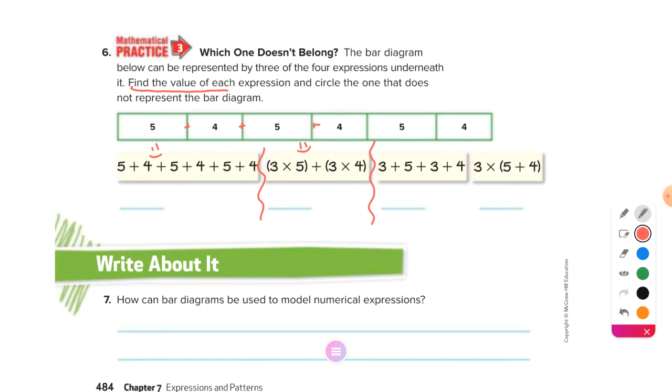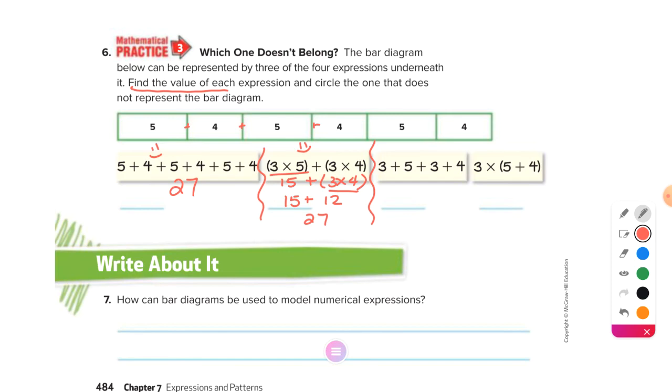Mila, what would I do first in this problem? You have to do 3 times 5, which is 15. I'm going to write plus 3 times 4. Rory, what would I do next? You would do 3 times 4. 3 times 4 is what? 12. 12. So that would be 27. So I'm going to go ahead and write 27 here because I know those are the same. I'm going to cheat because of time.